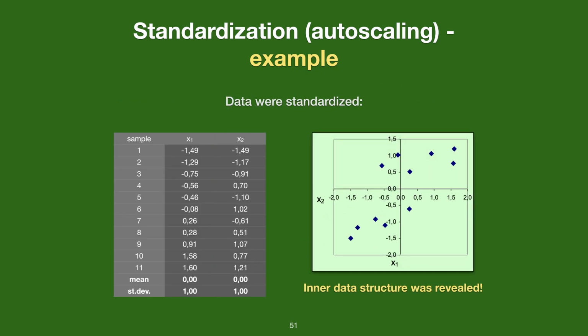Here we see the same dataset after autoscaling. Now both variables have mean values equal to 0.00 and standard deviations equal to 1.00. And the slide adds a lovely observation. Inner data structure was revealed. That is exactly the practical benefit of autoscaling. Once variables are placed on comparable footing, genuine structure becomes easier to see. So sometimes the data were interesting all along. They just needed a fair coordinate system to confess.